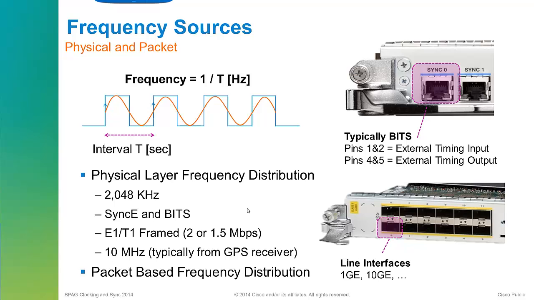So for frequency synchronization, there are two ways to do it. There's a physical distribution and there's a packet distribution. We'll talk about the physical layer first, and then we'll talk about the packet a little bit more later. And in part two, we'll go right into packet-based frequency distribution. But at its simplest, you've probably been aware of frequency sources, because most Cisco equipment and most network equipment has some form of synchronization input.